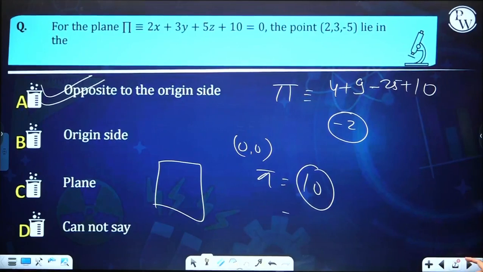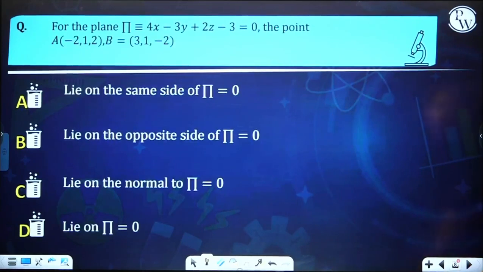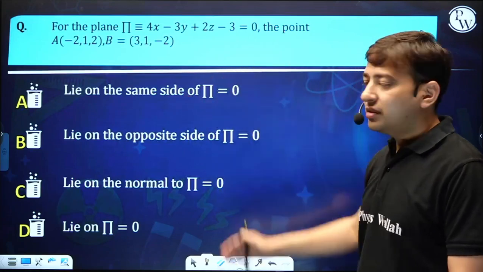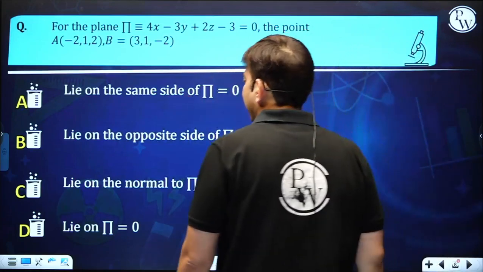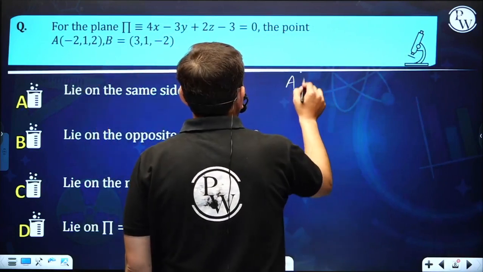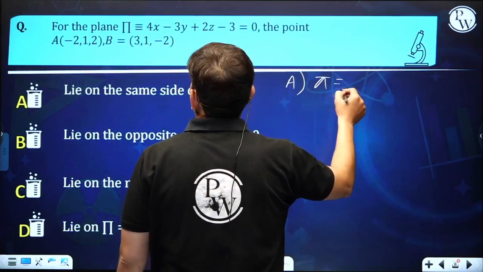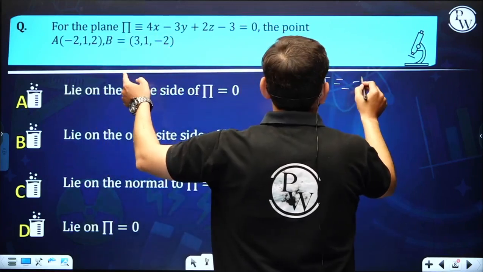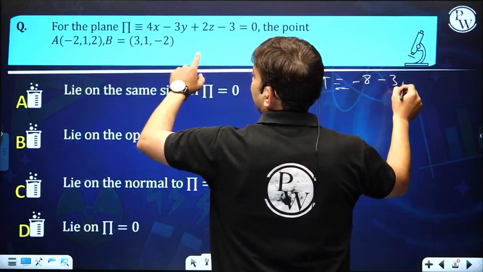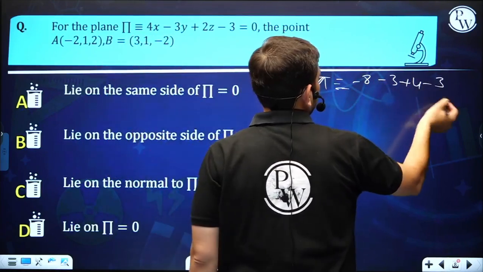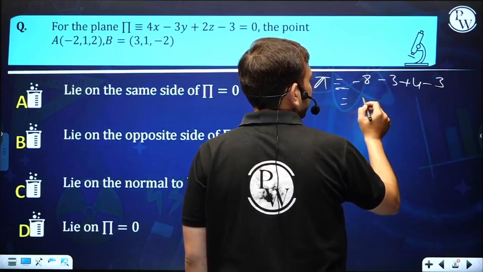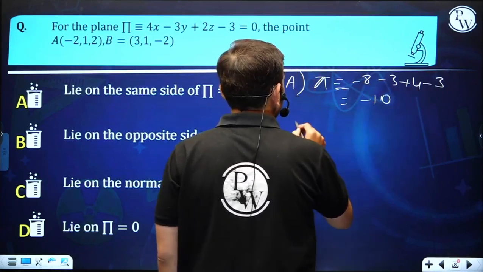Okay, so with questions we are dealing with the theory parts. For the plane, the points A and B, do they lie on the same side or on the opposite side? So just put the point. For point A, the plane is 4 into minus 2 minus 8 minus 3 plus 2 twos are 4 minus 3. So it will become minus 6, minus 14, minus 10.